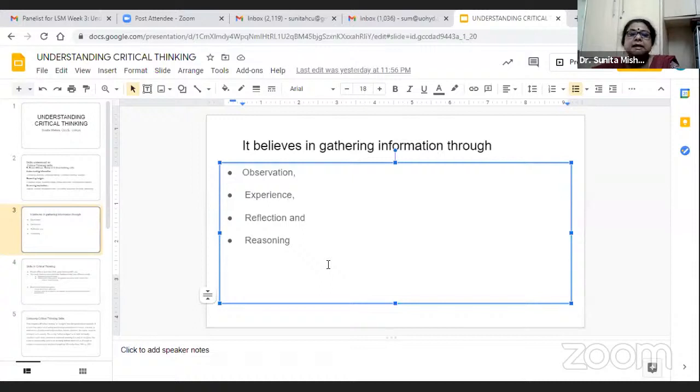It is not that you only observe and you don't reason. It is not that you reflect and you don't observe. They go on simultaneously. Although we have put them as four different skills, they overlap and they go on simultaneously. This is what is generally understood.